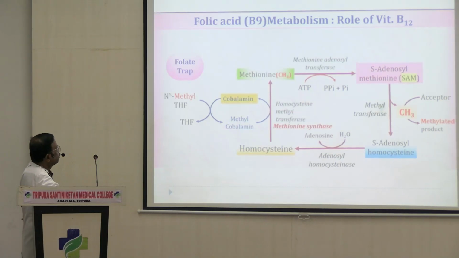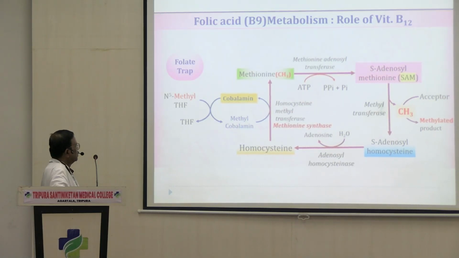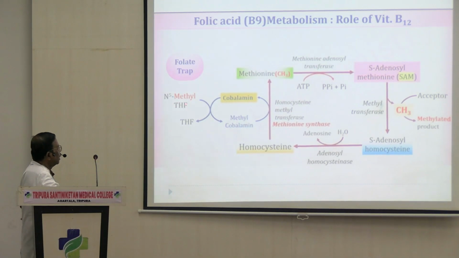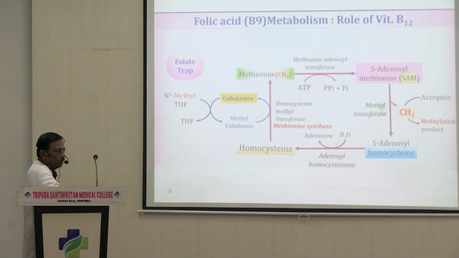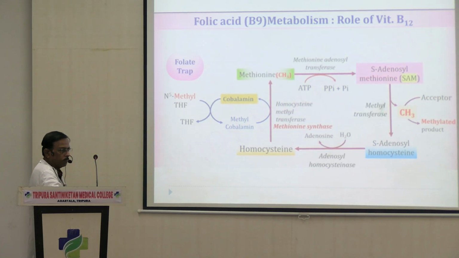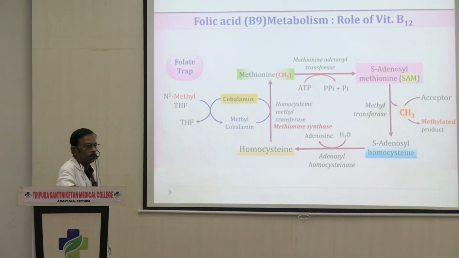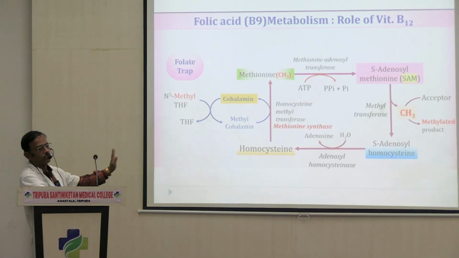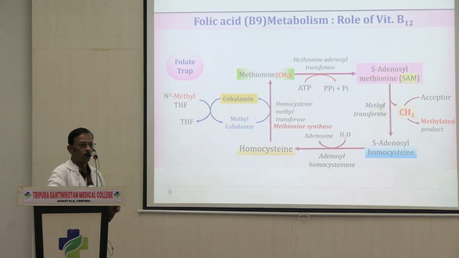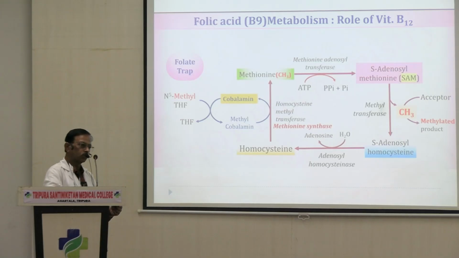Okay. Now in case of vitamin B12 deficiency, this methyl group cannot be transferred to homocysteine, so it gets accumulated, and that is called folate trap. Folate is trapped in the form of N5-methyl tetrahydrofolate. Folate trap: short note, or explain why. One question you will get.